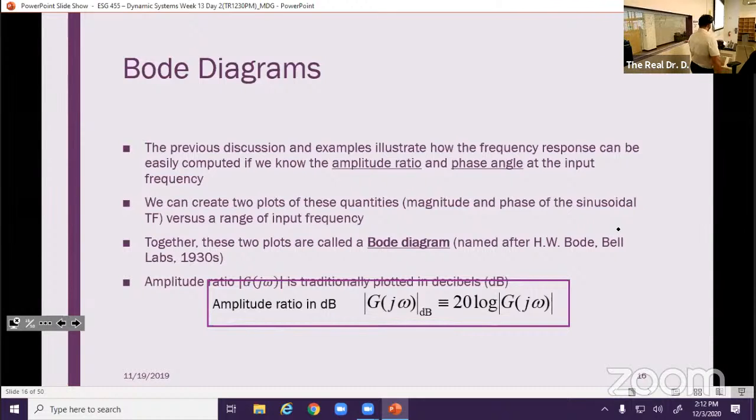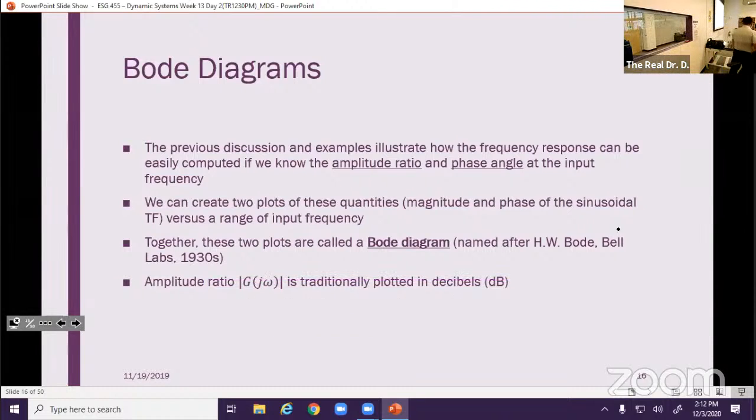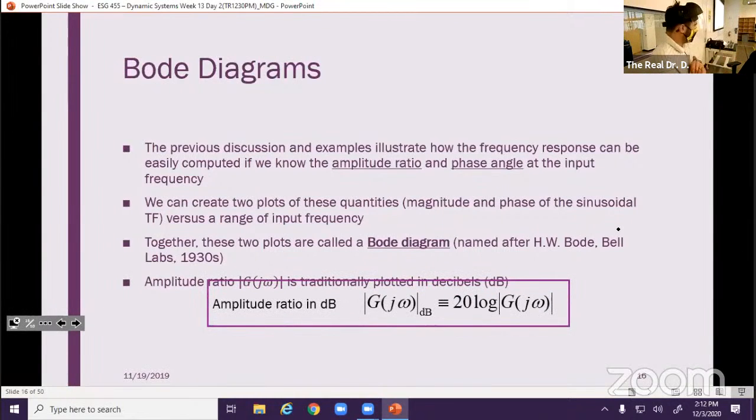The amplitude ratio is traditionally plotted in decibels. On the Bode magnitude plot, everything is going to be in decibels. How do we get from what we calculated to decibels? Great question. Well, you use this equation. And we will watch a video on Tuesday that goes through the history of the development of Bode plots, which I think is an interesting video. You guys can be the judge of that.